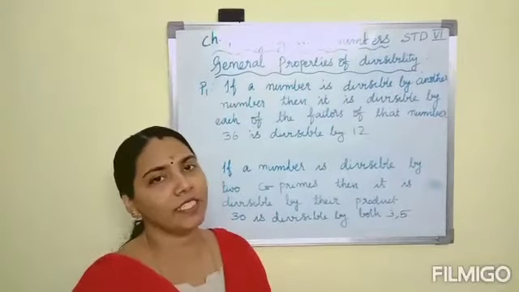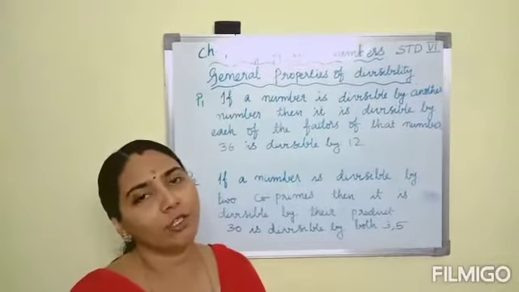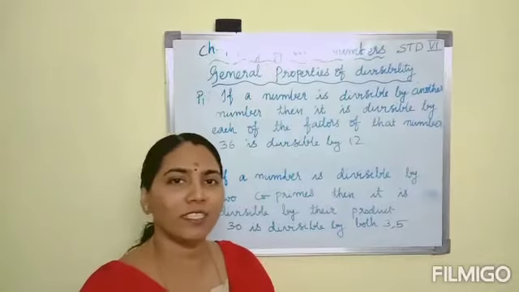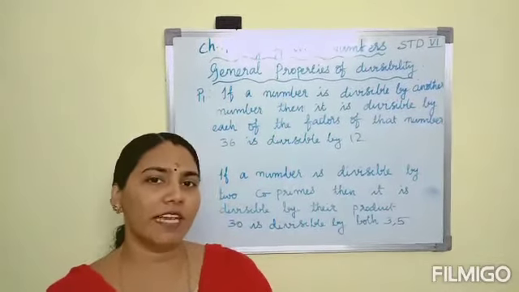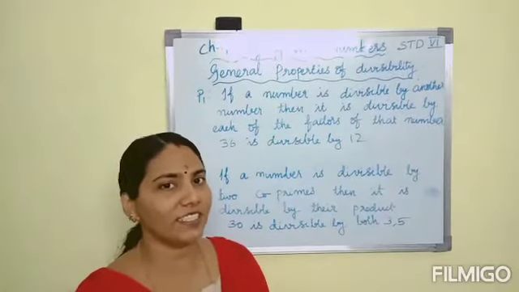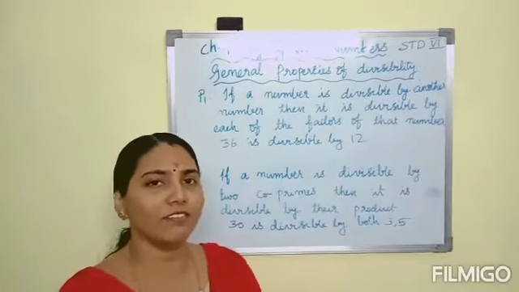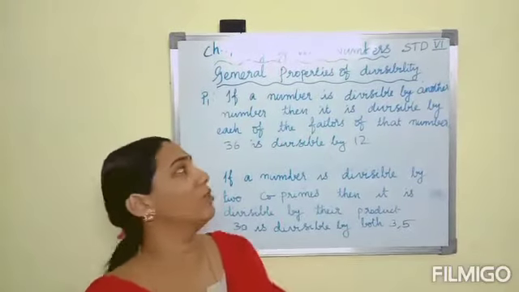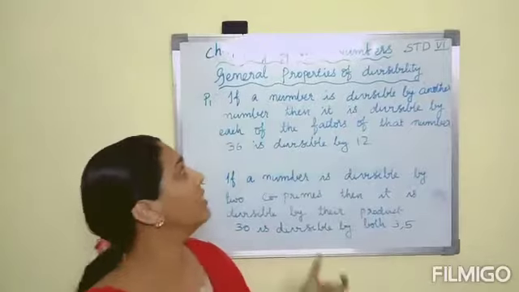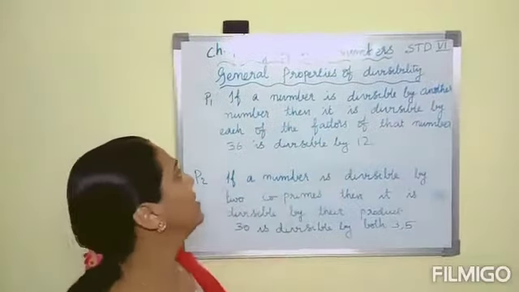Properties of divisibility. Before going to that, I want to remind you of something. You have already studied the divisibility rules of 2, 3, 5, 8, 9 and 11, and 6 also. That means all the divisibility rules I already sent to you. So if you study them well, then only you can go through this. Okay, you can understand this.